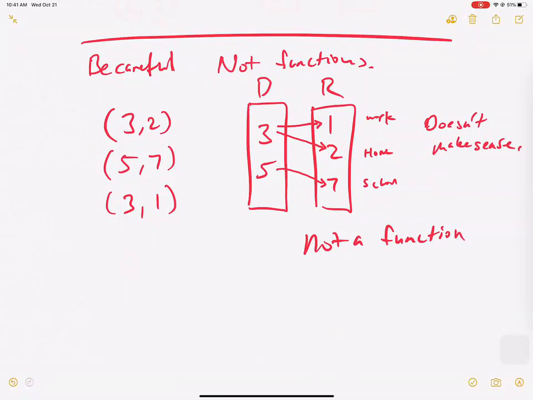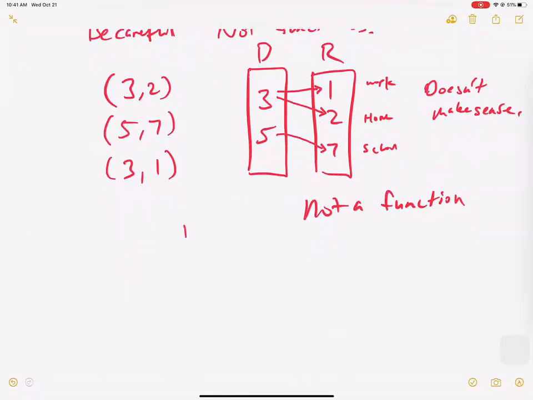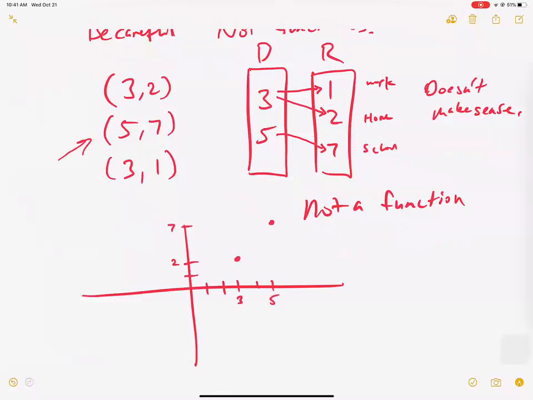Okay, so let's go ahead and do this last part. We're going to go ahead and map this stuff here. Not a function. X value is 3, y value is positive 2. X value is 5, y value is 7. Just call it 7 up here. And we'll graph the last point, 3, 1.